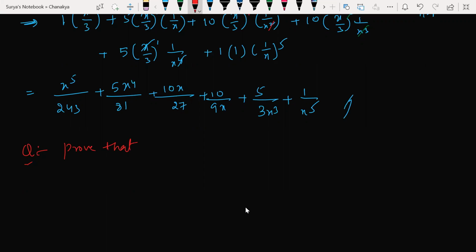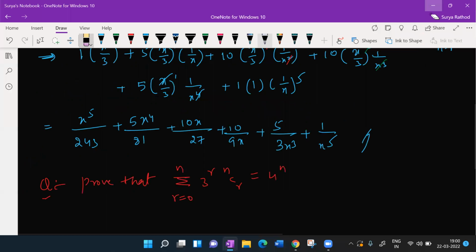Prove that the summation of r equals 0 to n of 3 to the power of r into nCr is equal to 4 to the power of n. Solve this one. How can you prove this?